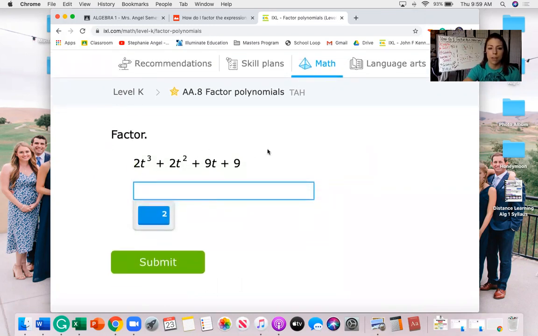All right, looks like we have another 4-term polynomial. We haven't done one of these since the very beginning, so we'll go ahead and do one. And then I think I'm gonna jump a level and look at some that are a little bit more challenging. I've received a lot of questions about factor by grouping, so that's why I don't mind doing another one of these. 2t cubed plus 2t squared plus 9t plus 9.